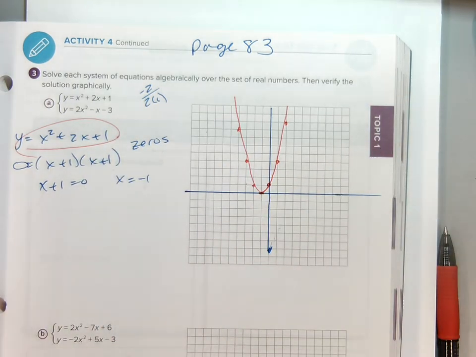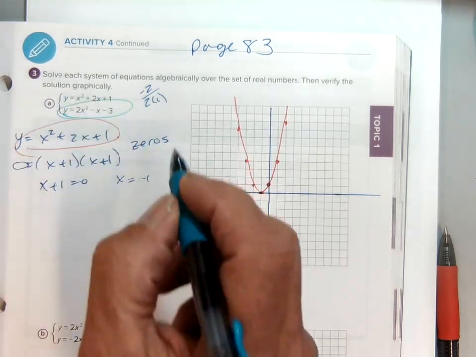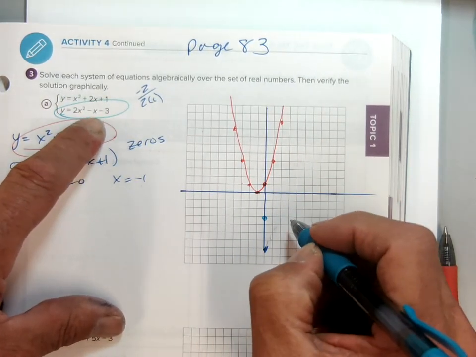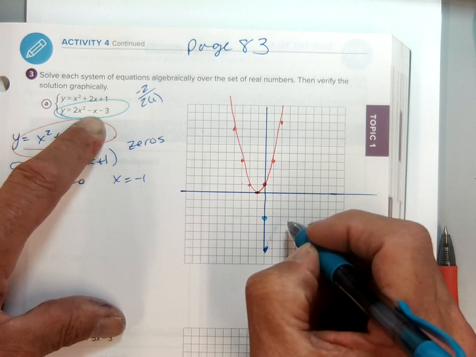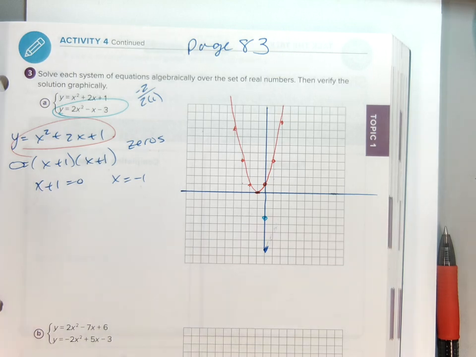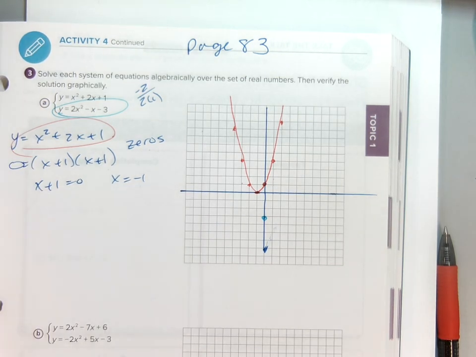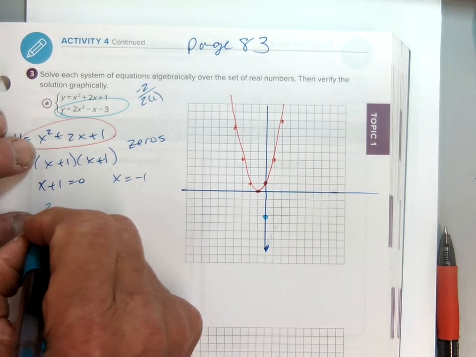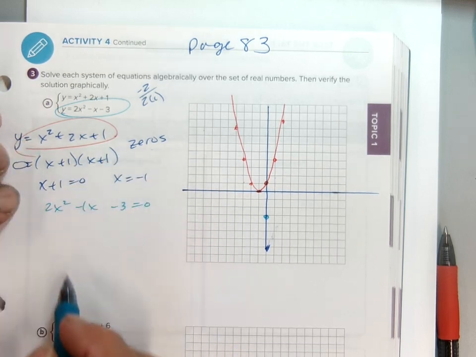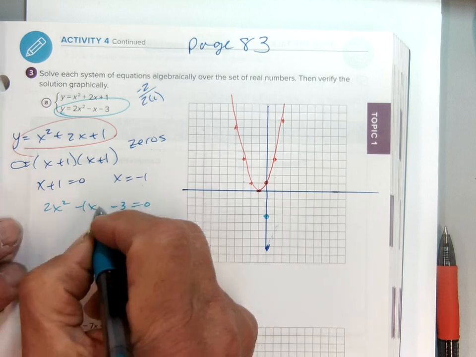So the second graph has a y-intercept of negative 3. 1, 2, 3. And I need more information, so maybe it factors if I can get some x-intercepts. Let's see. Let's try this. I think it does factor. I've got 2x squared minus 1x minus 3. If I set that equal to 0, here's my second equation. I think that'll factor.